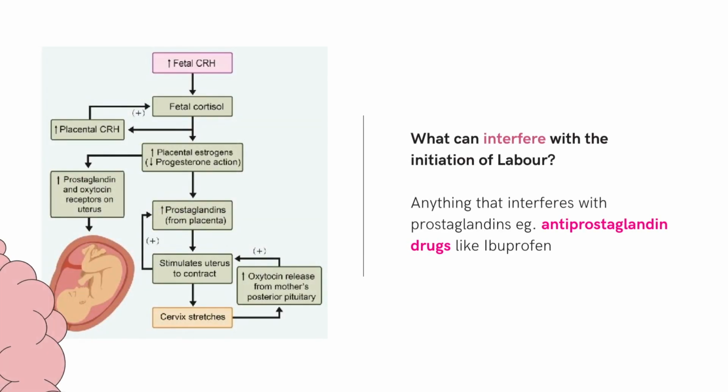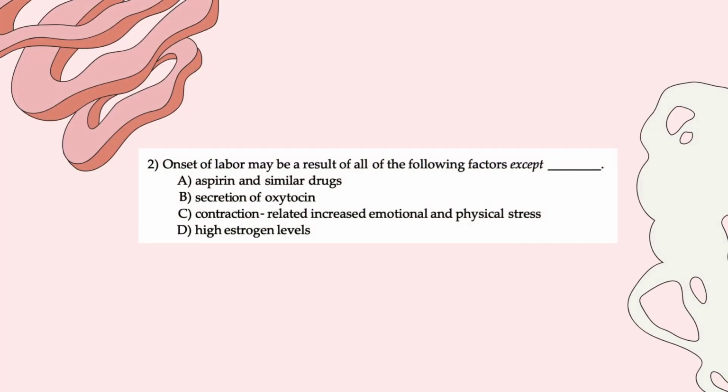Now, what can interfere with the initiation of labor? Anything that interferes with prostaglandin, which is essential for the initiation of labor, like for example, antiprostaglandin drugs, are going to interfere with the initiation of labor. And hence, women, for example, that are at risk of preterm labor are given antiprostaglandin drugs in order to prevent the initiation of labor. Here's a question for you to try out.